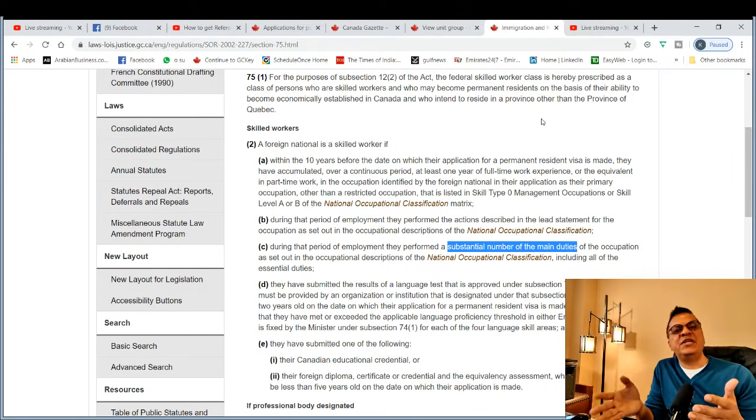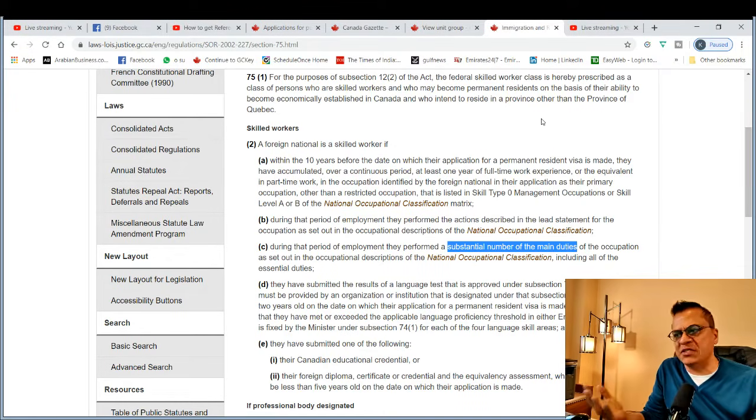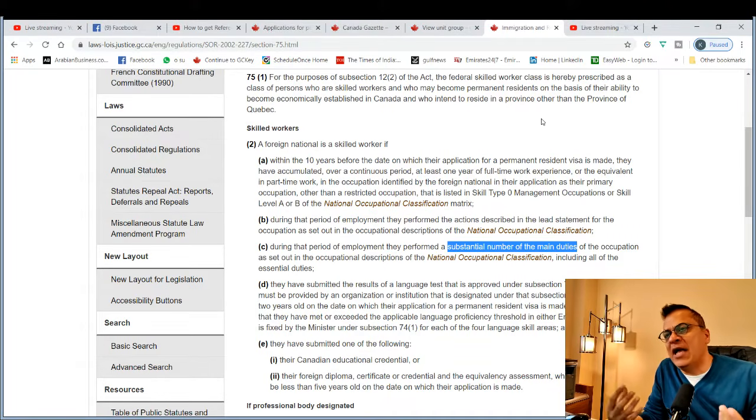So in some cases 50% is good, in some cases 60% is good, and trust me, in some cases even 70% is not good, because the visa officer is not very comfortable with what it looks like. But as long as a substantial number of duties match, I would always suggest and recommend to try and match as many as possible without thinking of this percentage.